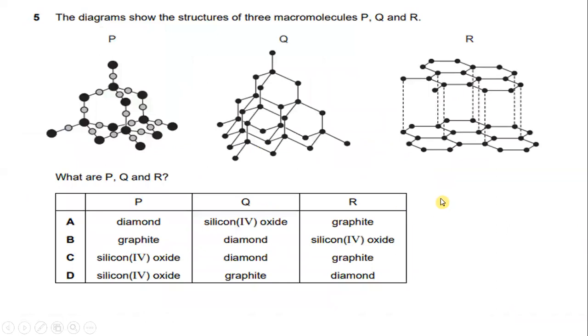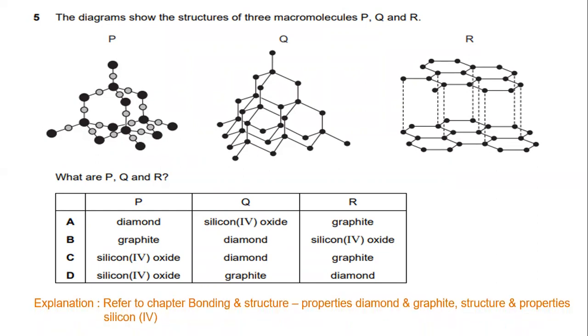And the diagram shows the structures of 3 macromolecules P, Q, and R. Try to recall in which chapter the structure or properties of the macromolecules P, Q, and R are shown. From here, you can see that P represents silicon oxide, and Q, because the molecules are a bit close to each other, is actually diamond, and R is actually graphite.